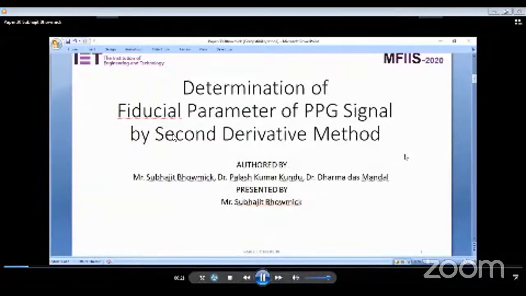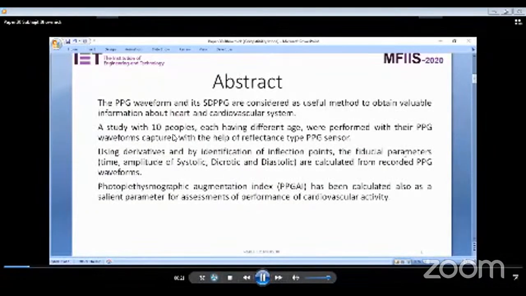Deepak, full screen. In this paper, PPG signal acquisition was done and a PPG dataset was recorded from 10 people of different ages. Using derivatives and identification of inflection points, the fiducial parameters are calculated from the recorded PPG datasets.